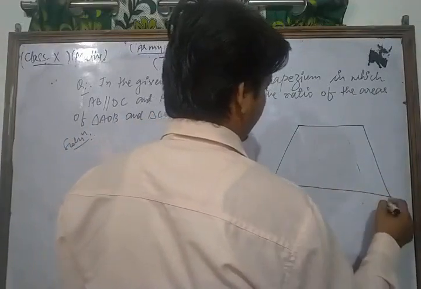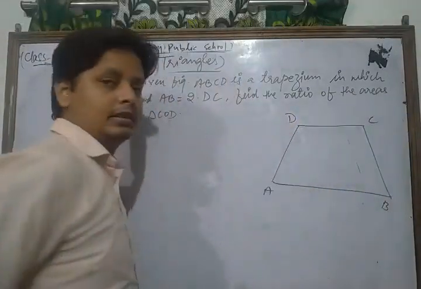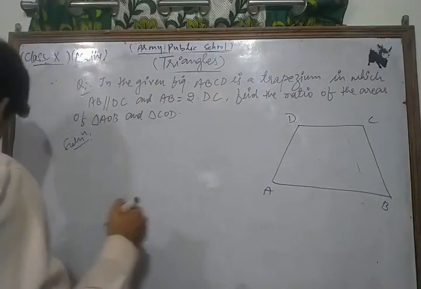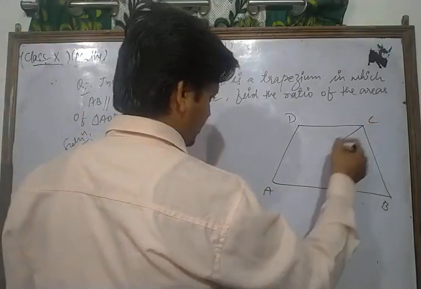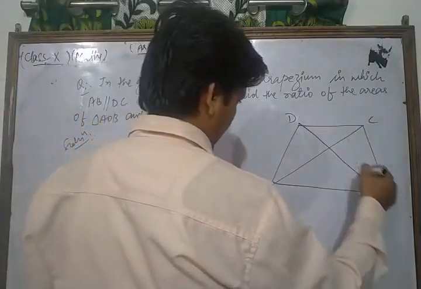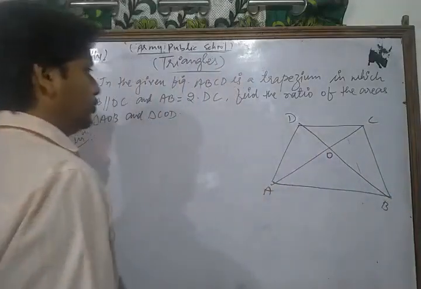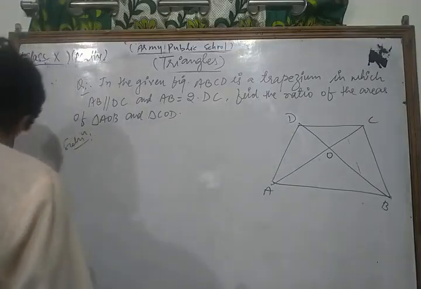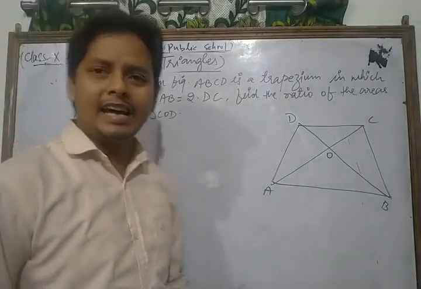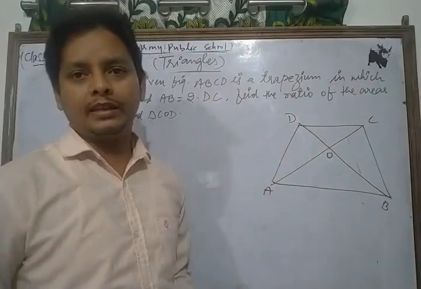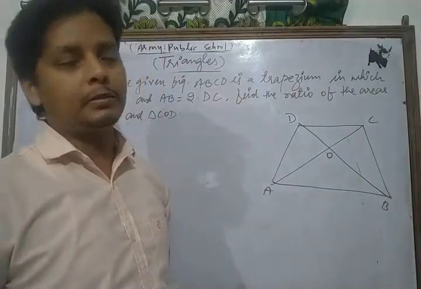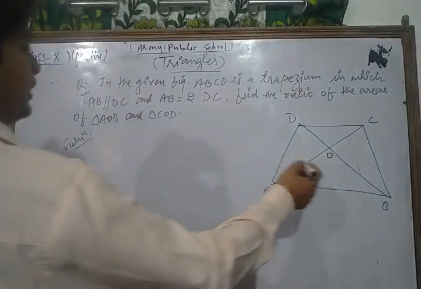Let's see, ABCD is a trapezium in which AC and BD are diagonals that intersect each other at point O. We have to show that triangle AOB and triangle COD are similar. So first of all, we take these two triangles and represent them in similarity.